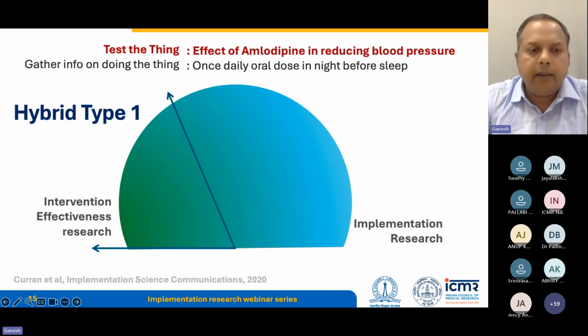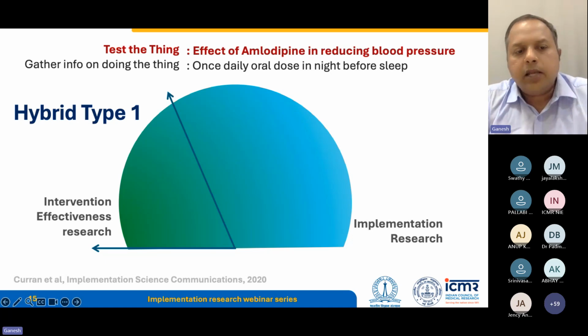In hybrid type 1, what we are testing is the thing, the intervention. We are testing the clinical effectiveness of the intervention. The example here is the effect of amlodipine in reducing blood pressure.